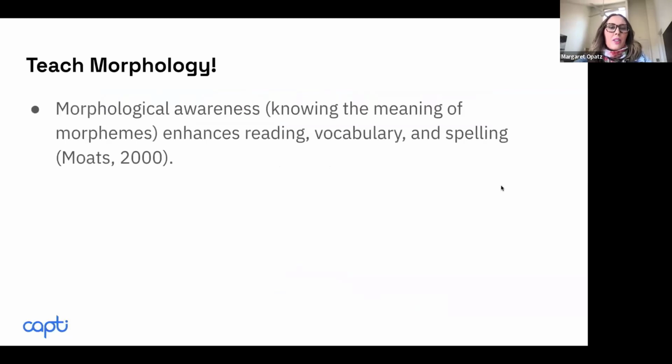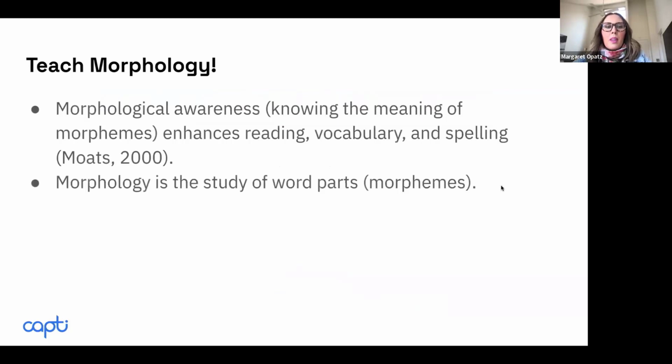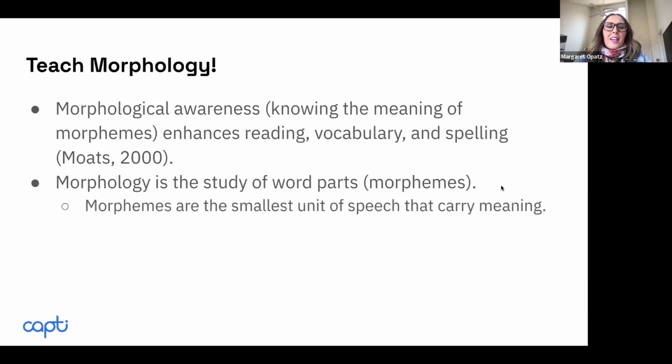So when we teach morphology, we're raising students' morphological awareness, or their knowing of those word parts or morphemes. And this doesn't just enhance vocabulary development, but it also helps reading and spelling as well. And Sean just mentioned writing. I would argue, beyond what Moats said, and add writing into that as well. So morphology is the study of word parts. And Sean, you did a great job already introducing us to that.